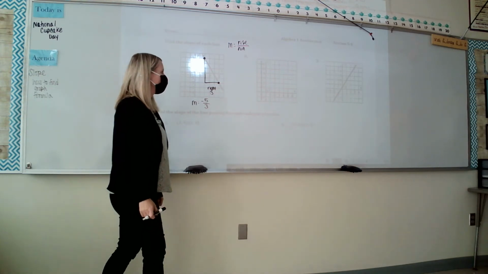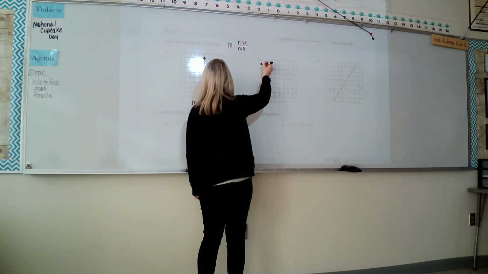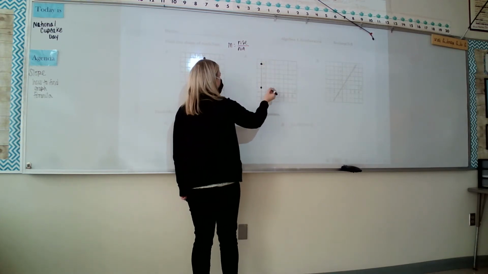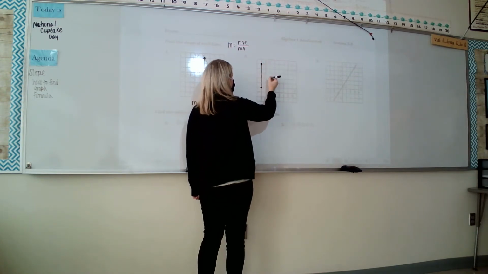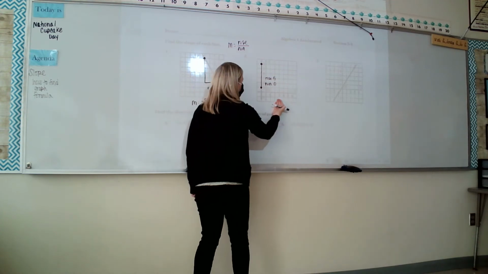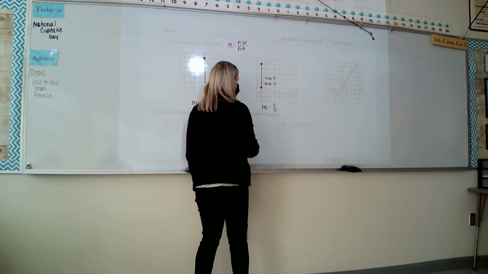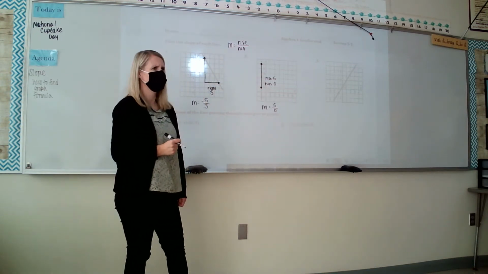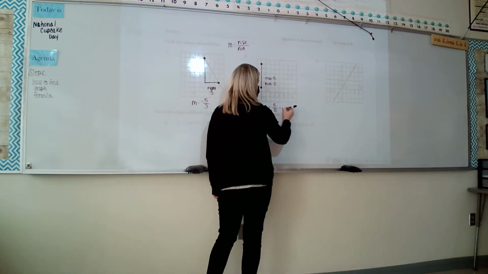What's this one about? When I think about it from here to here, and I'm talking about rise over run, I'm going up 1, 2, 3, 4, 5. So my rise is 5. My run is 0. So my slope is 5 over 0. And if I say 5 over 0, what's actually my slope? Undefined. Remember, you cannot divide by 0.